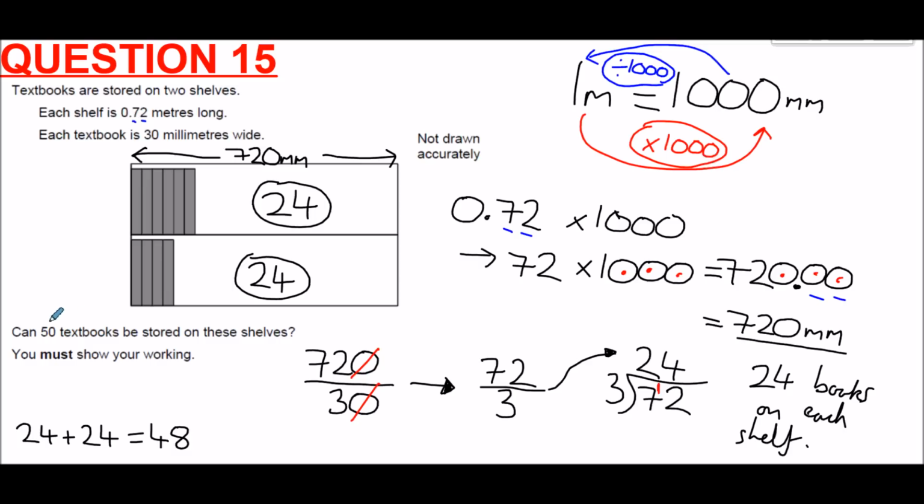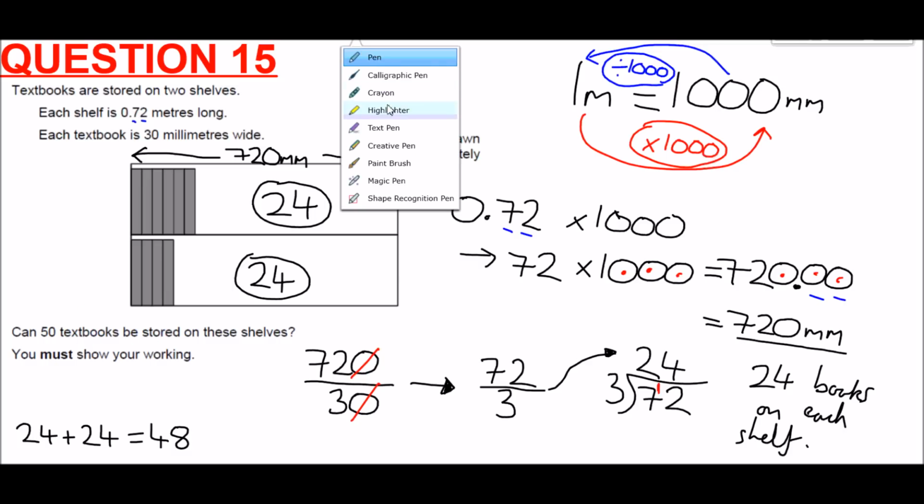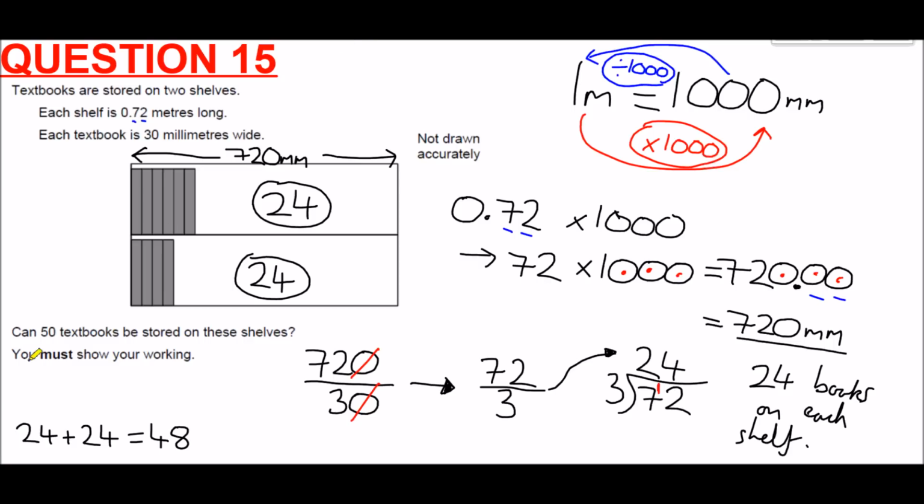So the question where it says, can 50 textbooks be stored on these shelves? Just remember to always answer the question it's asked you. Can 50 textbooks be stored? Well, we've just calculated that the total number that can be stored is 48. Therefore, for this question, our answer is no. We can't store 50. The maximum we can store is 48. So there's going to be 2 books without any home.